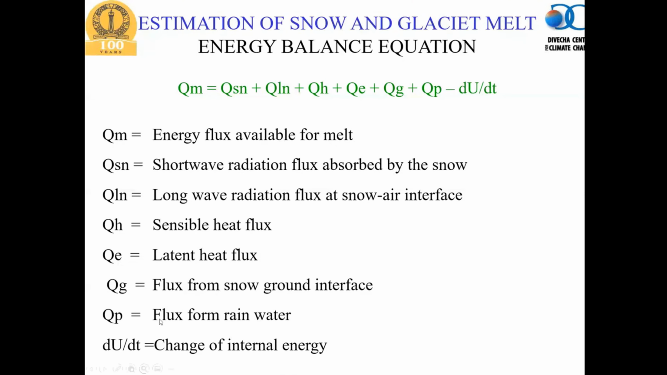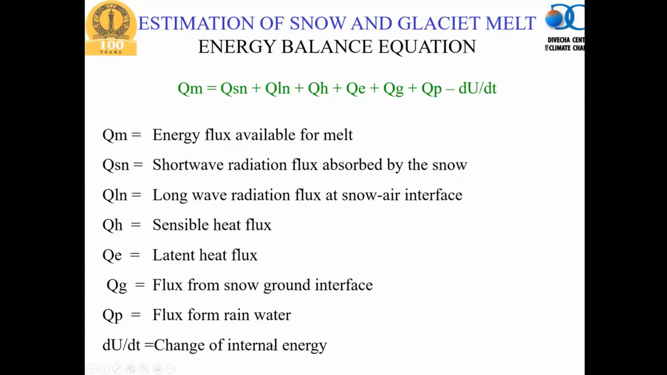And then there is rain, that means rain water. If during the melt period there is rain on snow, then a certain amount of energy will transfer, either to freeze that water, so an exothermic reaction will take place, and it will lead to additional melting of snow.